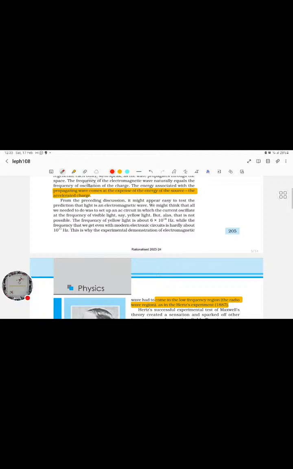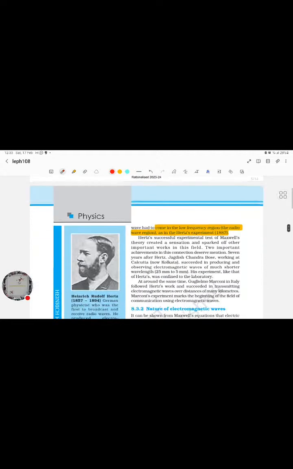Let's say I'm having yellow light whose frequency is about 10 power 14 hertz. So if I oscillate the electrons at 10 power 14 hertz frequency, I will obtain the production of the same amount of light. But technically it was not possible at that particular point of time. So that is why we went on to lower frequency ranges, the frequency ranges of radio waves.